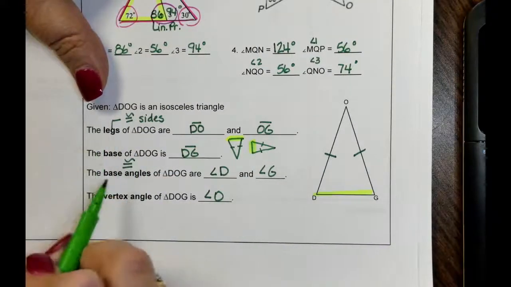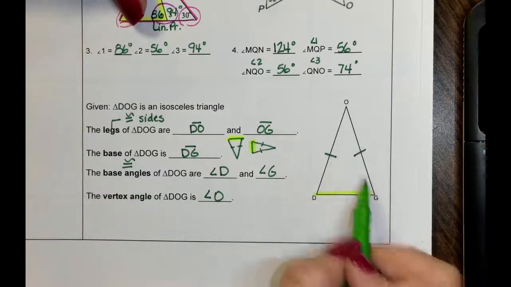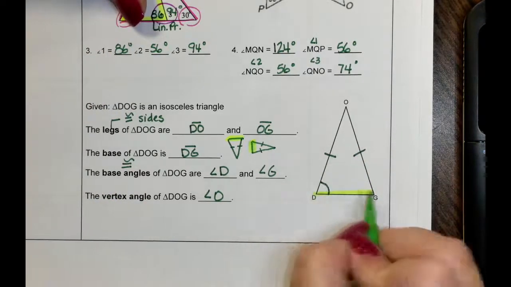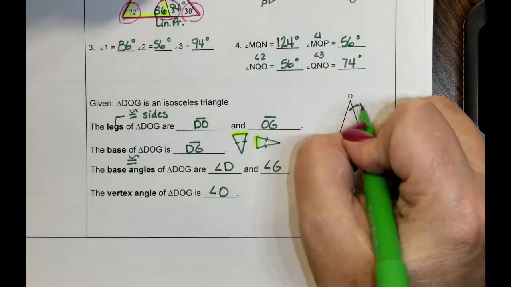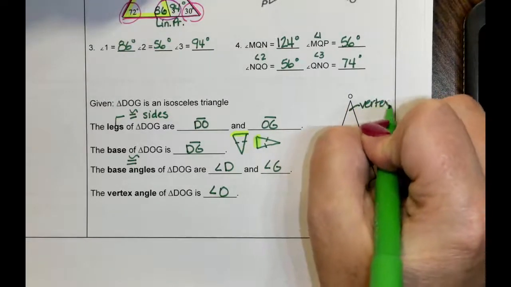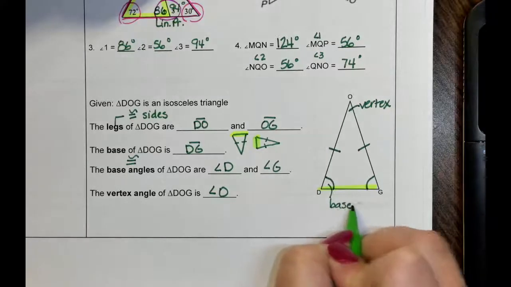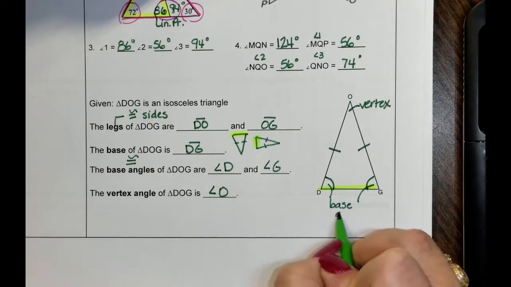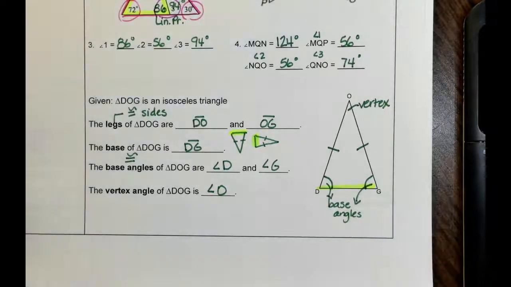The legs are congruent to each other. The base angles are congruent to each other because those two sides are equal, which means these two angles opposite them have to also be equal. So this is your vertex angle, and then this is your base angle, and this is your base angle. Those are your base angles, but they're not always on the bottom, so don't go by that.